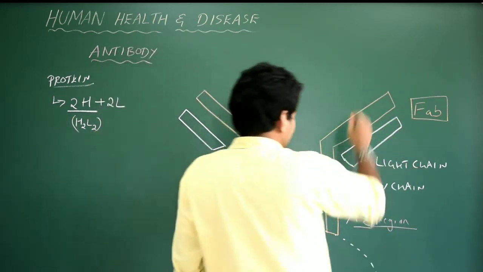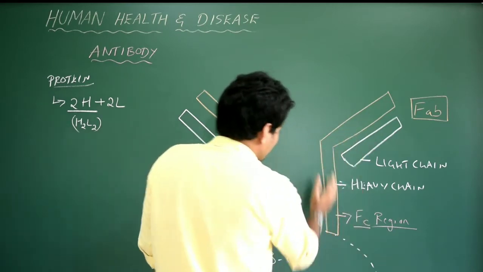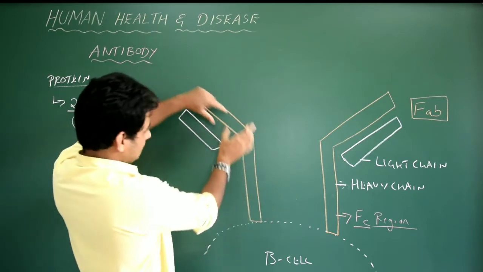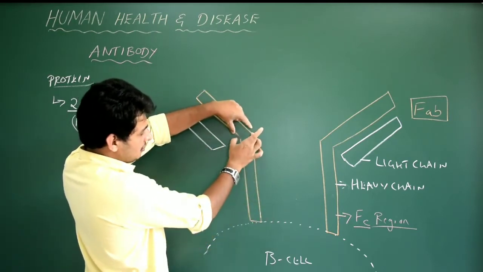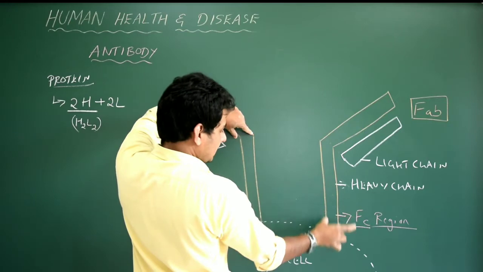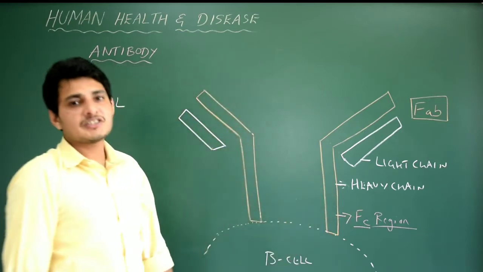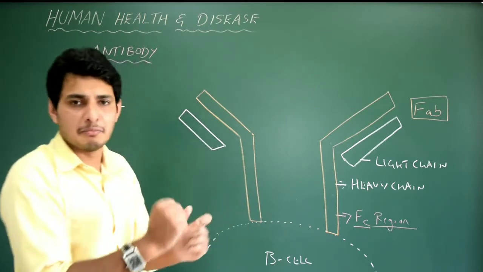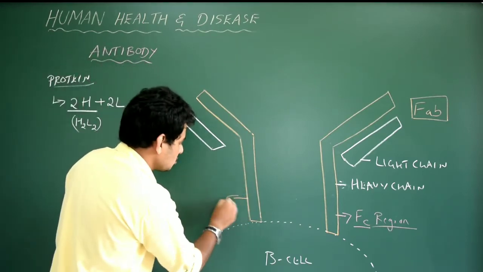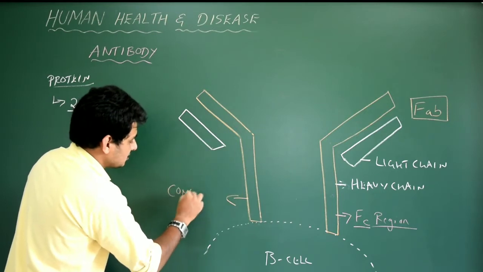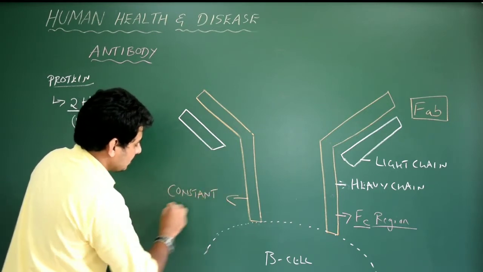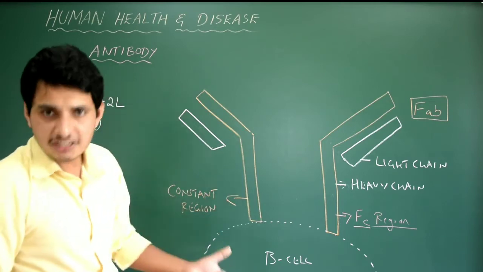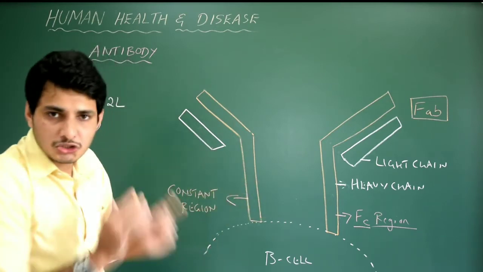So here, let me just tell you. This is very very constant. That is, from here till here. See here, this is also a heavy chain part. From here till here, it is constant. That means the structure is not going to vary. It remains same. It is very firm. So it is also called as constant region. Please understand it. Constant region. So which is the constant region here? The FC region is the constant. It's not going to change.